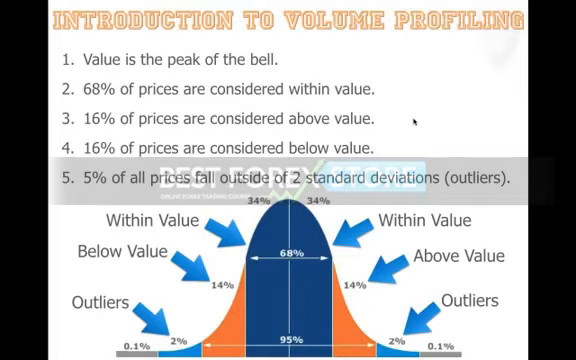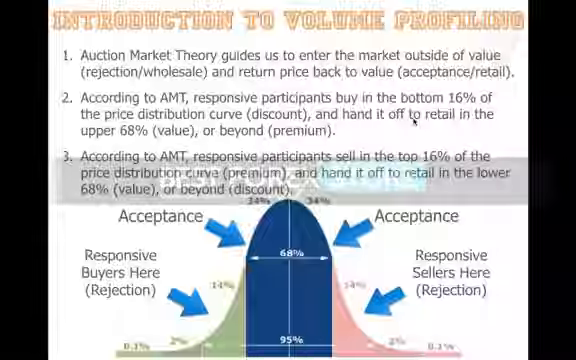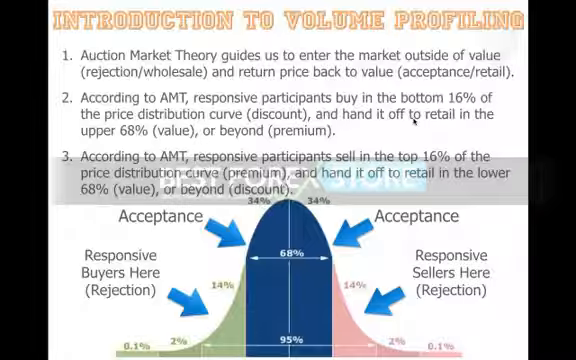That's professional trading. Seeing a discrepancy between value and where current price is, and then letting them rejoin each other by fading the market at that point. Auction market theory guides us to enter the market outside of value to find those rejection points, also known as buying wholesale, for example, and then return that price back to value, back to an area of acceptance where retail prices are.